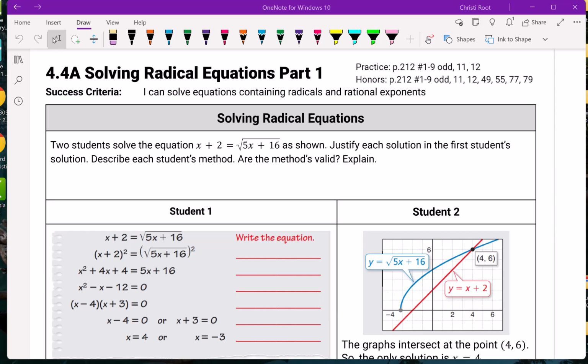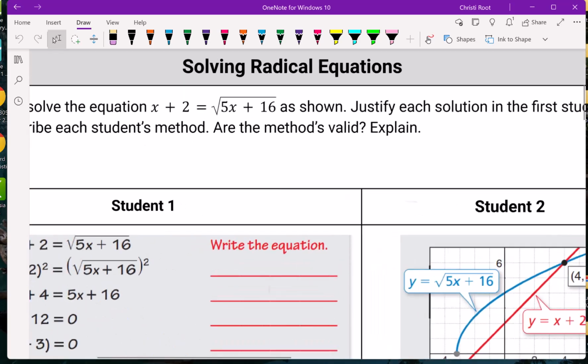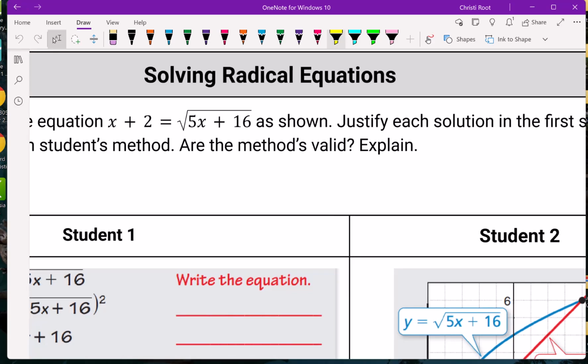All right, so this video is on lesson 4.4, and 4.4 is in two parts. Part 1 is the basics of solving radical equations, and part 2 is going to be a lot more complex, okay? So let's talk about how do we know something is a radical equation or not. I know that it's going to be a radical equation because I've got an x inside the radical.